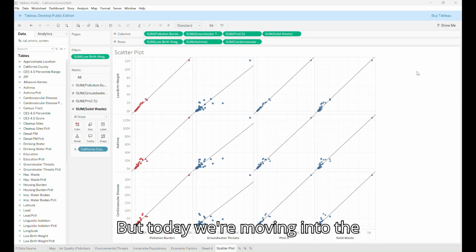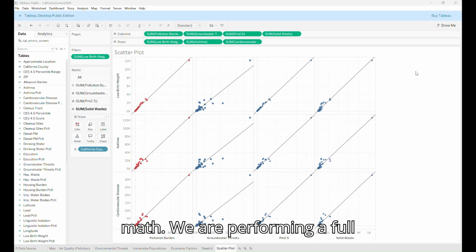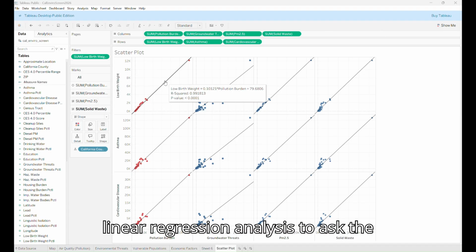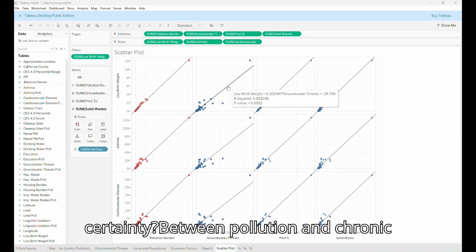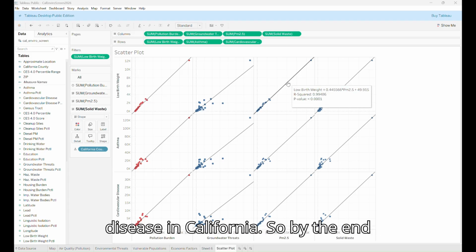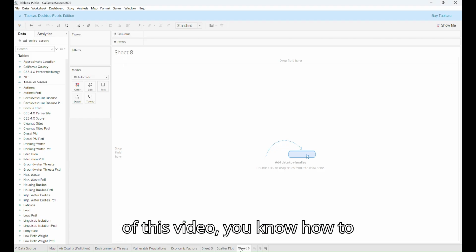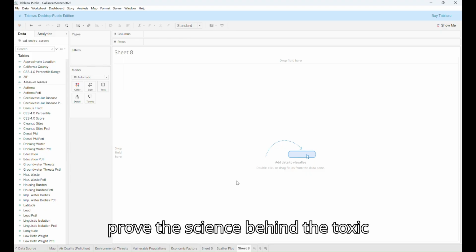We've looked at maps, but today we're moving into the math. We are performing a full linear regression analysis to ask the hard question. Is there a mathematical certainty between pollution and chronic disease in California? So by the end of this video, you'll know how to prove the science behind the toxic cocktail.